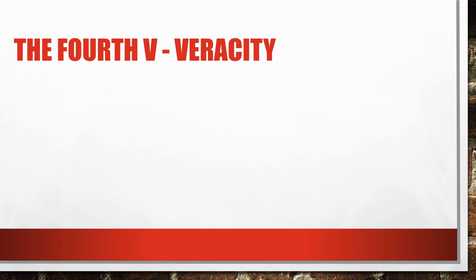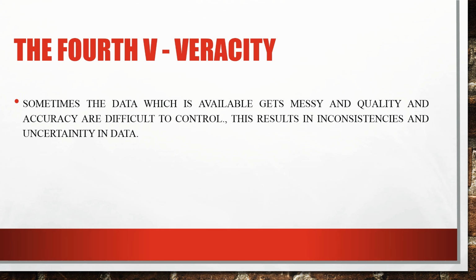Let's move towards the fourth V, that is veracity. Sometimes the data which is available gets messy, and quality and accuracy are difficult to control. This results in inconsistencies and uncertainty in data. We all know that we are getting a variety of data, data in a velocity form, and voluminous data. All such data sometimes gets messy, and quality and accuracy are difficult to judge and control.